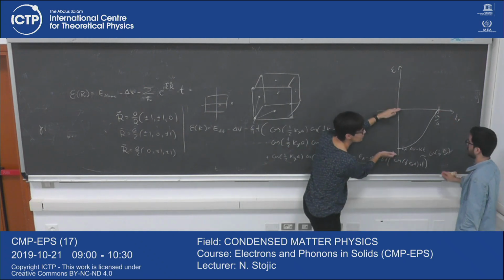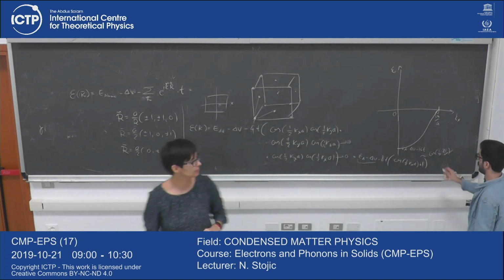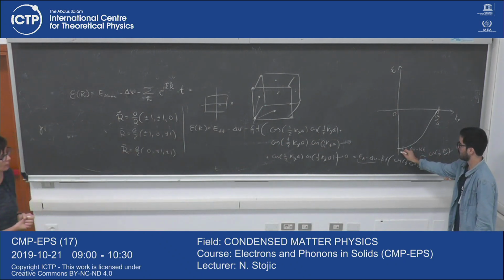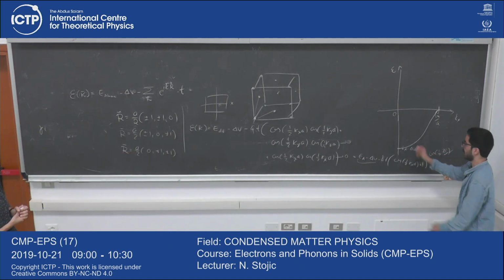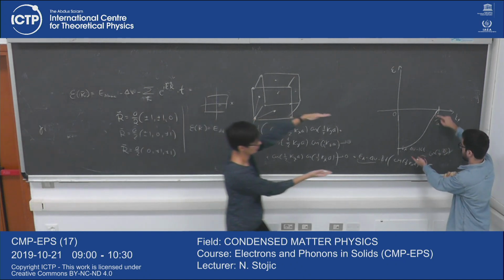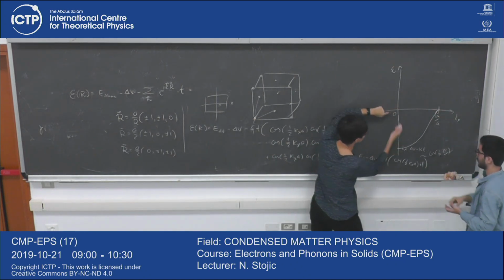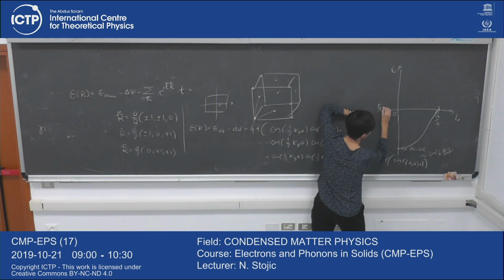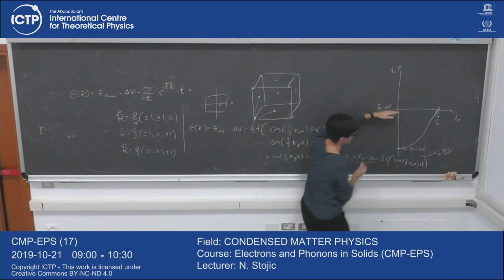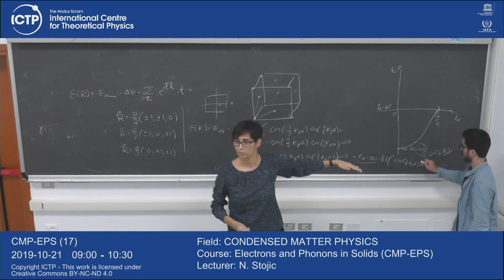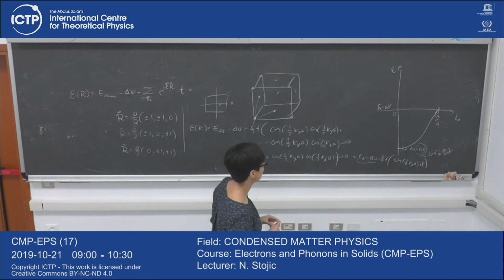And what is the bandwidth? The bandwidth is just this. This line here is EA minus delta V, so it is 16t. So the bandwidth is 16t.